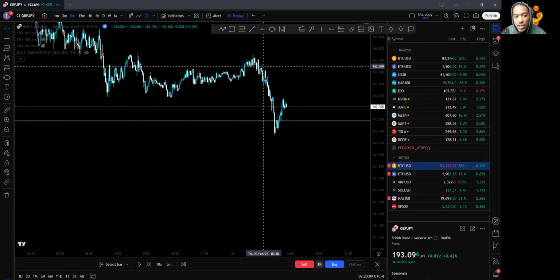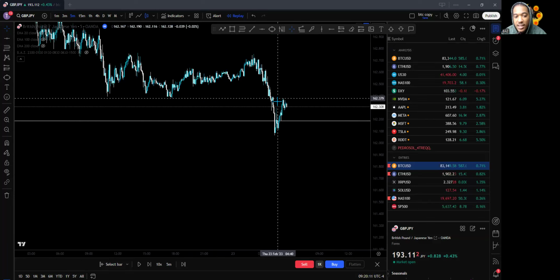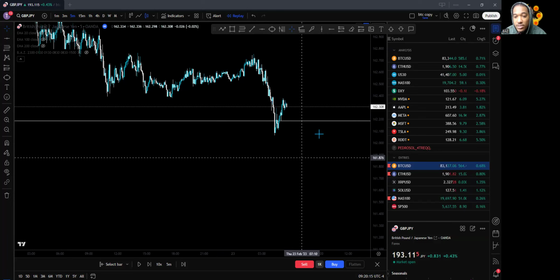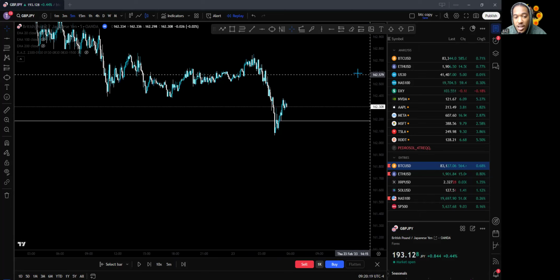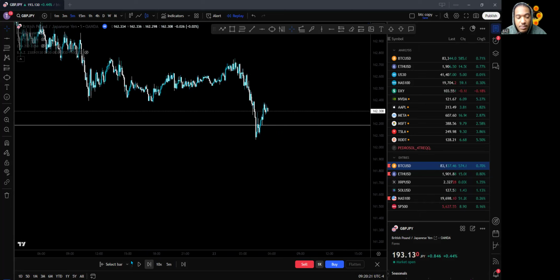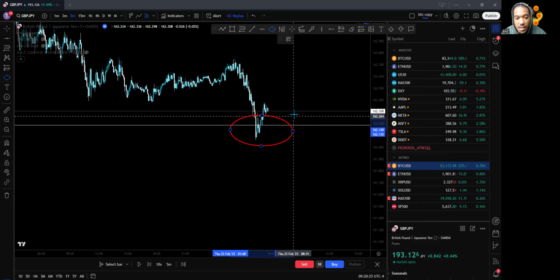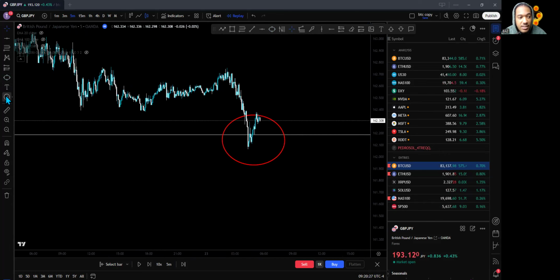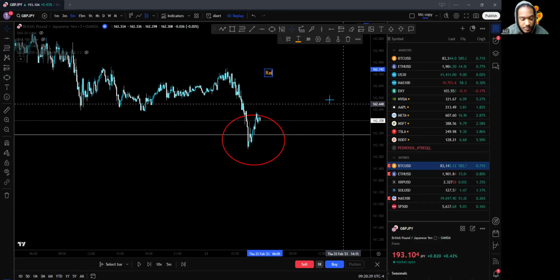So what we're looking for is for price to come back and retest this area that was previously resistance, and see if it's going to show support. If it shows support, then that means it's going to continue. So this right here would be our retest of structure.